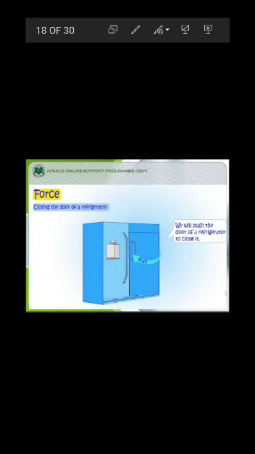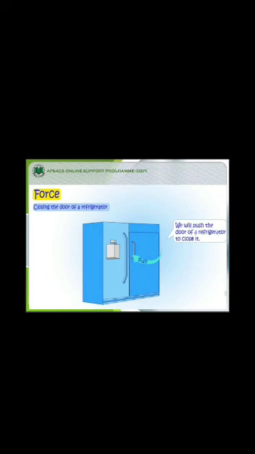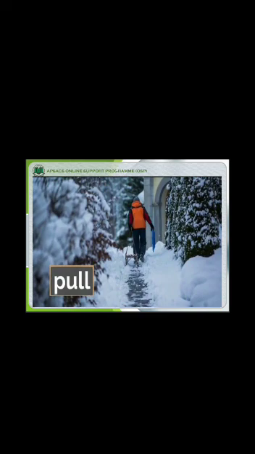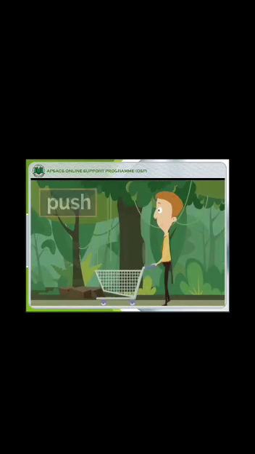Students, tell me, which force can close the door of a refrigerator? Yes, we will push the door of a refrigerator to close it. And which force can open the door of a refrigerator? We will pull the door of a refrigerator to open it. Now you try. Tell me, is this a push or pull? Yes, a pull. Is this a push or pull? Yes, a push. He is pushing the shopping cart.